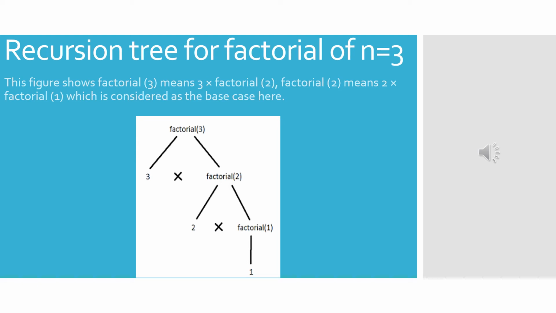Now let us see the recursion tree for factorial of n equal to 3. In this figure we can see that a tree kind of structure has been shown to represent finding the factorial of 3 using recursion. The figure shows factorial 3, which means 3 into factorial 2. Then factorial 2 again means 2 into factorial 1. And here 1 is considered as the base case, whose value is given as 1. So the result is 1 into 2 into 3, that is 6.